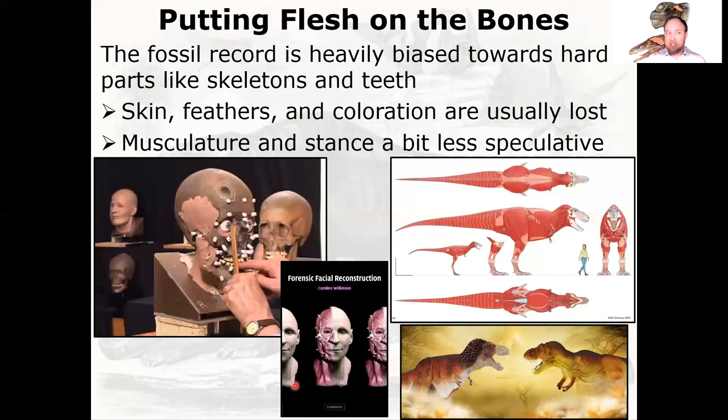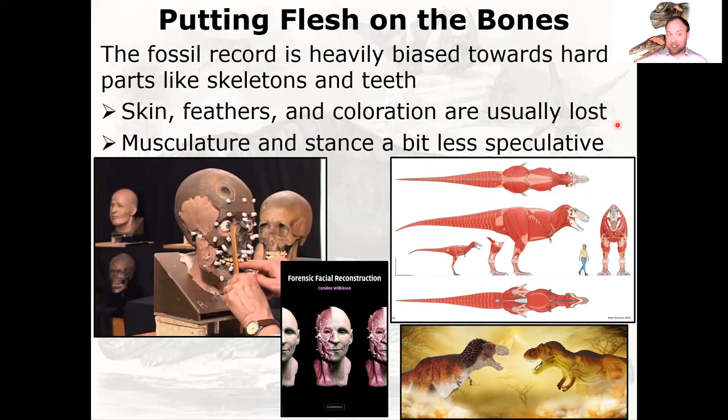How do we put the flesh back on the bones? Again, one of the key points in this class is that the fossil record, what makes it through, what is preserved and makes it into museums or into collections and universities for study, is heavily biased towards the hard parts like the skeletons and teeth. In the case of dinosaurs, it's almost entirely the hard parts. There are very, very few skin impressions, feather impressions, evidence of coloration. This is almost always lost to the fossil record.